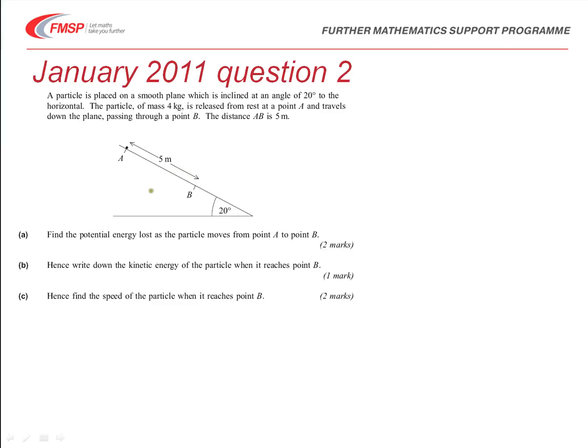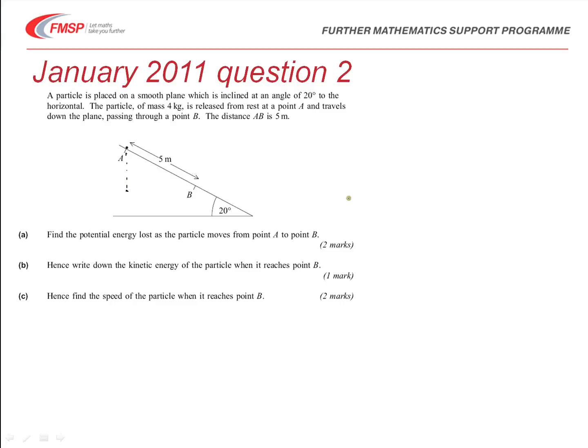Right, so the first part asks you for the potential energy, that's gravitational potential energy, lost as the particle moves from A down to B. So what we need to know is how far the particle will have fallen as it moves from A through B. Since AB is 5 and the angle of the slope is 20 degrees, the height that's dropped will be 5 sine 20 degrees.